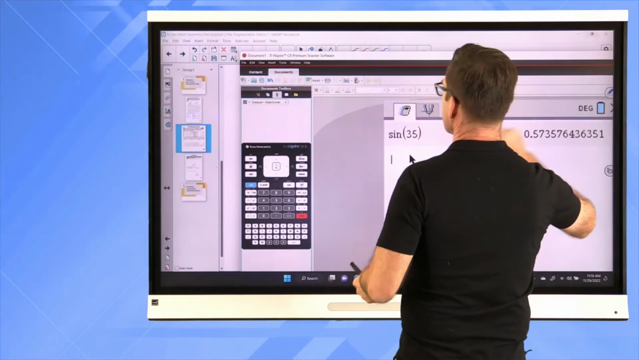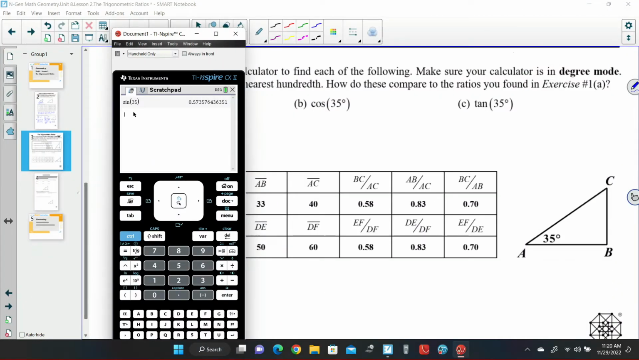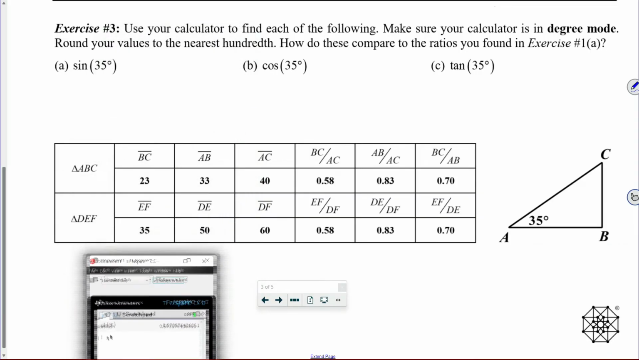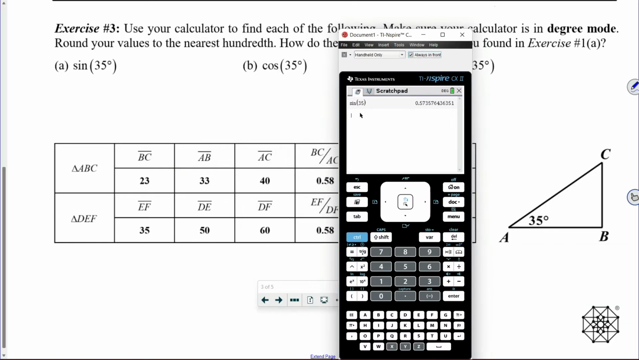Let's now get out of here. I'm going to go back into handheld only and always in front. And I'm going to go back to my full screen. Wow, that took a lot just to get there. Okay, and sine of 35 degrees is equal to 0.57.